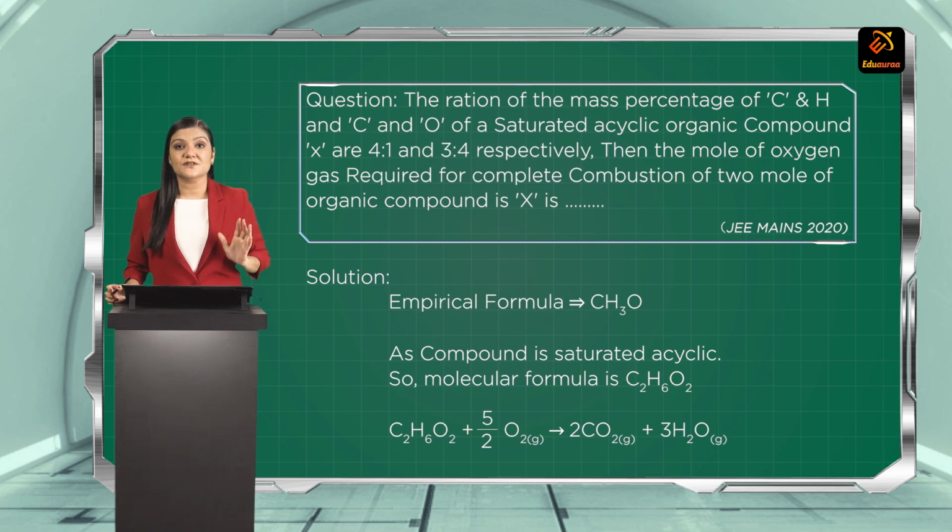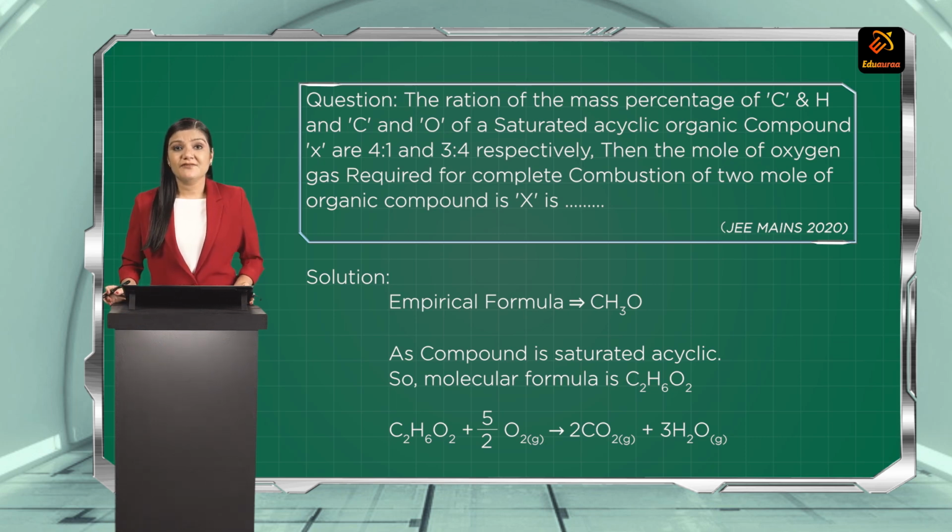Moving on to the oxygen. If I check moles of oxygen, then 2 into 2, which is equal to 4, plus this 3 oxygen, which is equal to 7. Now, students, to balance the number of oxygen, out of 7 oxygen, 2 oxygen are already present in the compound. So, the remaining 5 oxygen, therefore, it is written 5/2 oxygen moles.